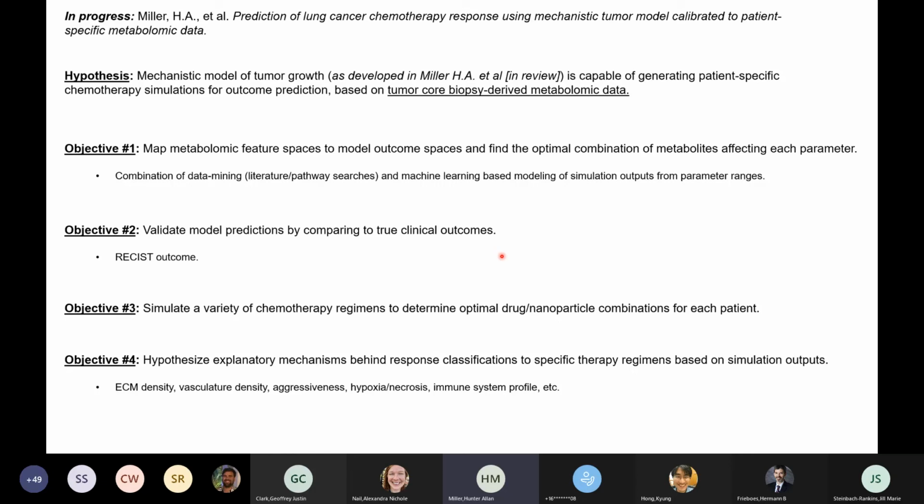Objective number 2 is to validate the model predictions by comparing them to the true clinical outcomes. Objective number 3 involves simulating a variety of chemotherapy regimens to determine the optimal drug nanoparticle combinations for each patient. And objective number 4 is to hypothesize explanatory mechanisms behind the response classifications to specific therapy regimens based on the simulation outputs. And there are a variety of variables we could potentially explore for that purpose.